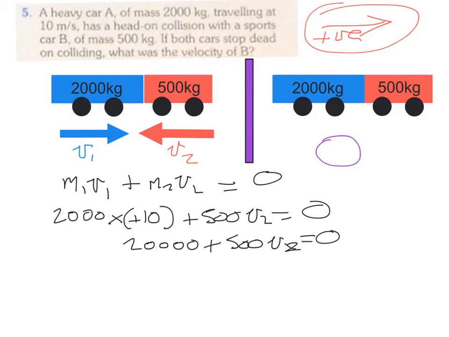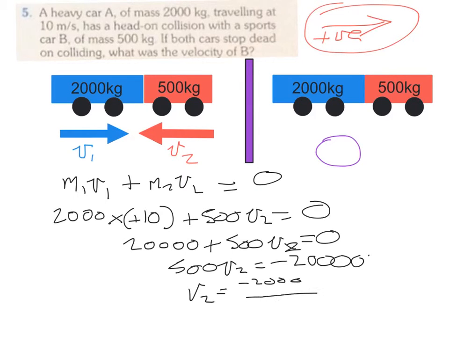So we subtract 20,000 from both sides and we get that 500 v2 equals minus 20,000. And we divide them by 500. v2 equals minus 20,000 over 500, which is minus 40 meters per second.